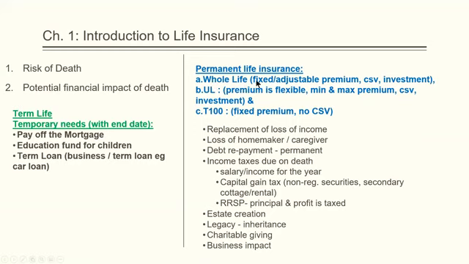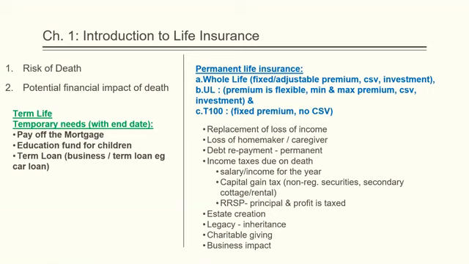The whole life has a fixed or adjustable premium, which means you can pay the same amount or it could be varying. It has some cash surrender value, which we'll talk about later, but basically it means that if you cancel the policy, you may get some money back. It has an investment portion in it also.